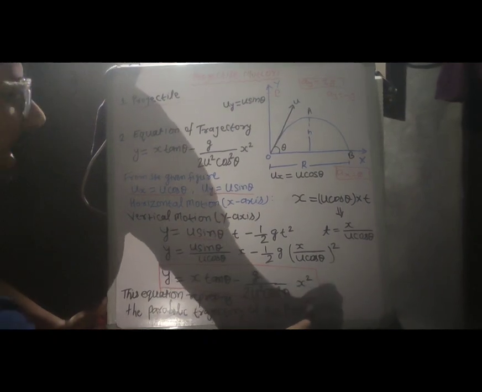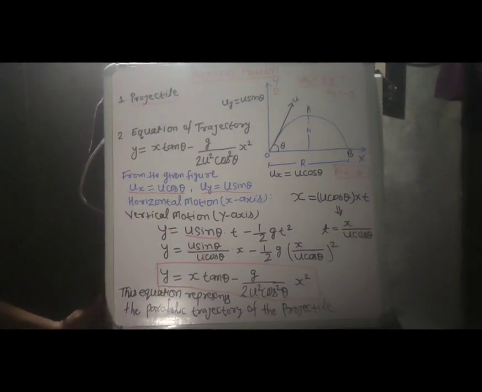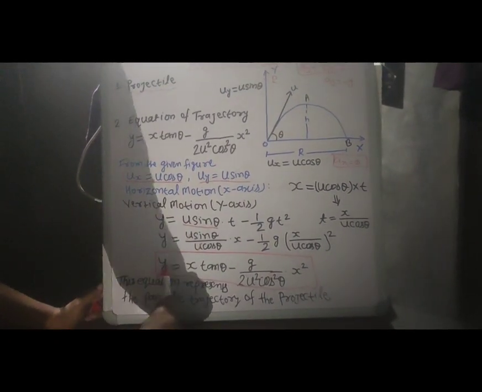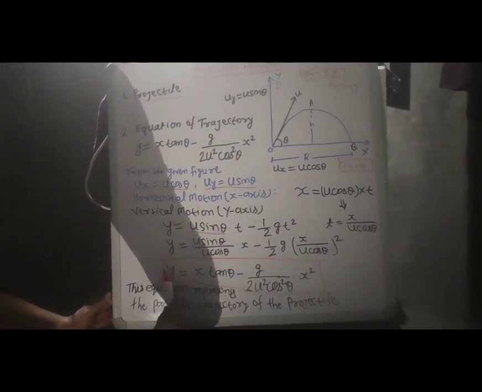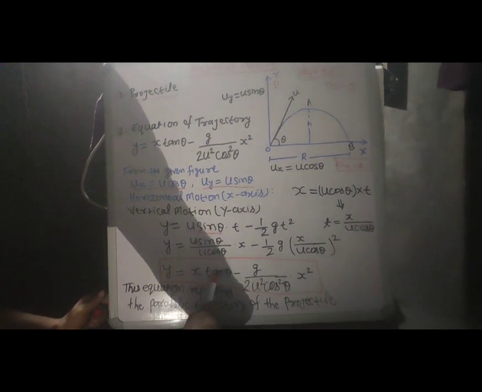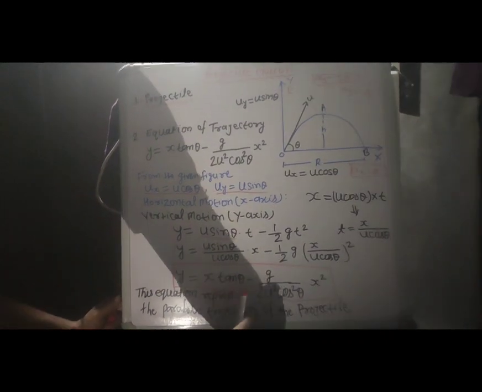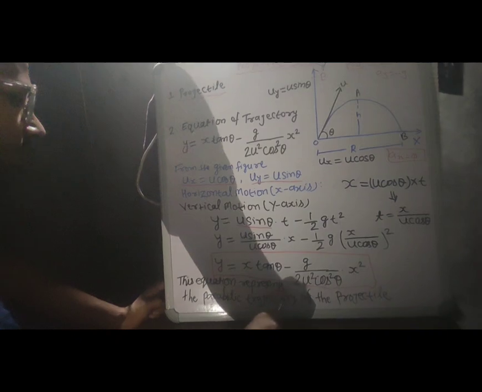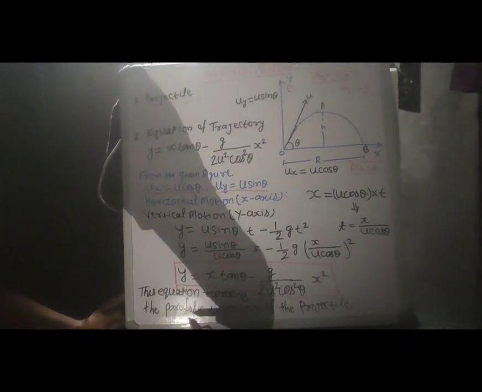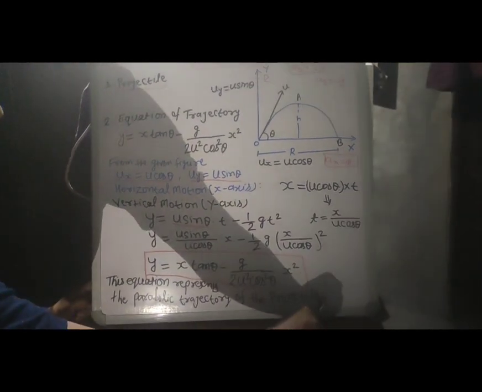Trajectory means the path on which the projectile moves. So from this given equation, y equals x tan theta minus g upon 2 u square cos square theta into x square, which is a quadratic equation, we can say that this equation represents the parabolic trajectory of the projectile.